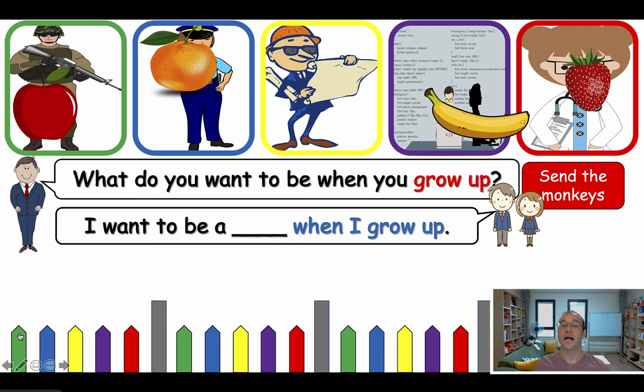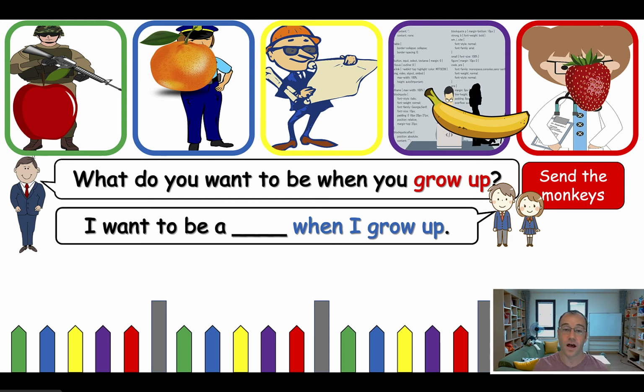And then the whole class will ask the question. So, what do you want to be when you grow up? You can have them asked by rows, but in my class, generally, I just have the whole class ask. Okay, and then I'll start with the strawberry girl. So she says, I want to be a doctor when I grow up. Banana team, I want to be a programmer when I grow up. The orange team, I want to be a police officer when I grow up. And the soldier, I want to be a soldier when I grow up.